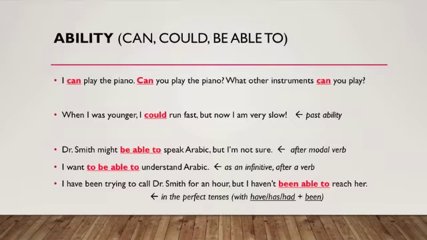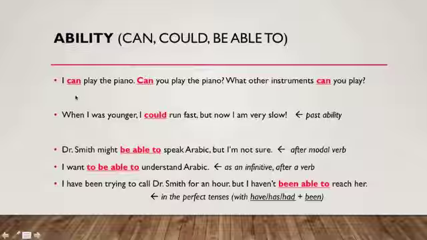First, we'll talk about modal verbs for ability, or القدرة أو الاستطاعة. Here, for this meaning, for ability, we use can, could, or be able to. First example, I can play the piano. أنا أستطيع أن أعزف البيانو. I can play the piano. Can you play the piano? What other instruments can you play?